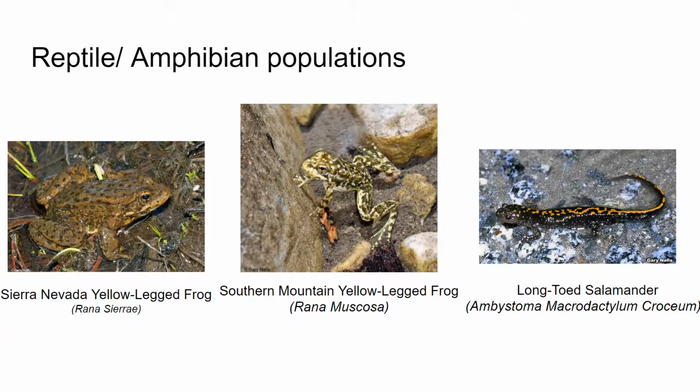Some of the endemic species that you're able to find in the alpines are the Yosemite toad and the Sierra newt, as well as all these species right here. However, the endangered species are the two on the left, the Sierra Nevada yellow-legged frog and the Southern Mountain yellow-legged frog, as well as the endemic species, the Yosemite toad, are all endangered.